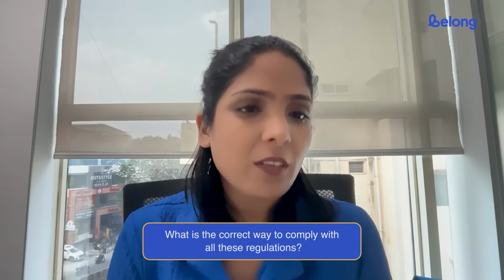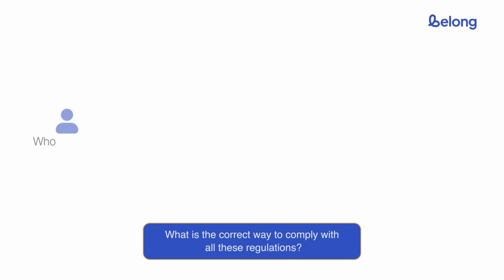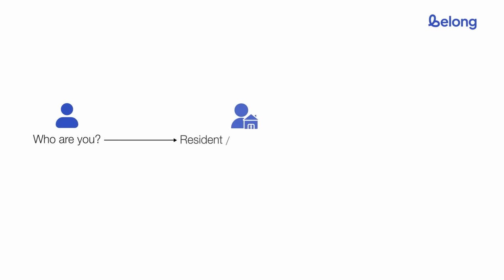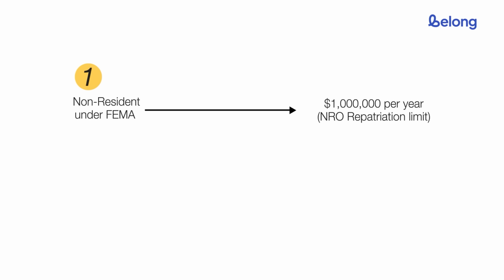Okay, got it. So how to actually comply with all these regulations? What is the right way? Correct. So first is you analyze whether you are a resident or a non-resident as per FEMA, as per Income Tax Act, both. Because these two laws have different rules to classify you as a resident versus a non-resident. Under FEMA, once you are a non-resident, then the limits change. Basically, then you go under a different framework, which is the USD $1 million framework, wherein you can take up to $1 million worth of INR out of India.